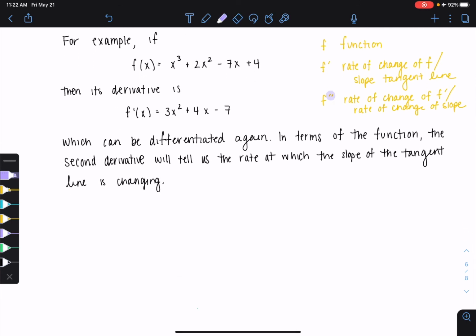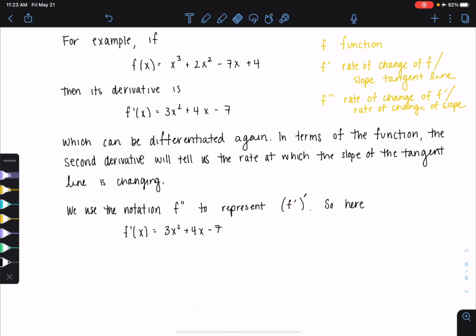Notationally, we use this second derivative or two tick marks to represent taking a second derivative, because it would be absolutely awful to write a prime on a prime. So for this particular function, our first derivative is a polynomial. If I take that second derivative, it would be 6x plus 4.